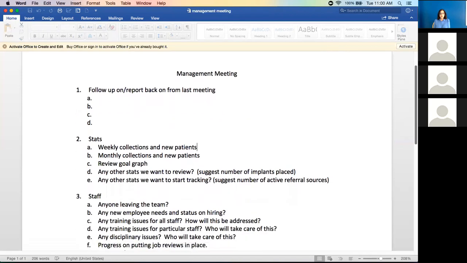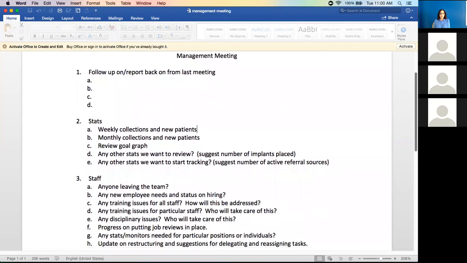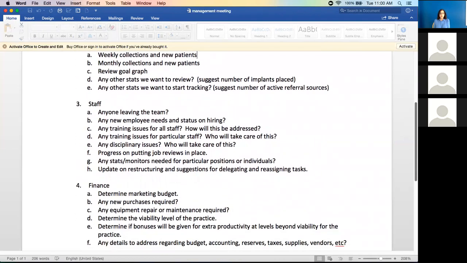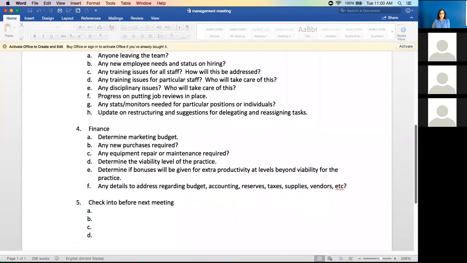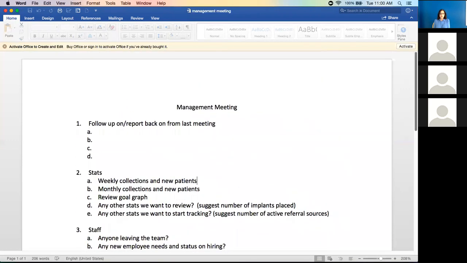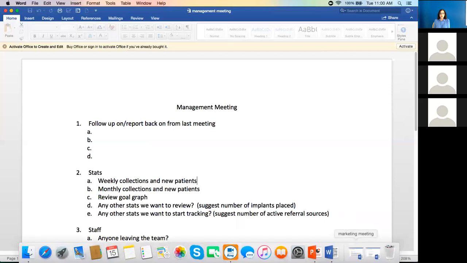It moves through the section on the stats, which stats to look at. It moves through the section on the staff and which issues you want to take up, things having to do with finance. And then it gives you a section to create a to-do list or action items and assign those to the right person before your next meeting. So this is a valuable agendized approach to that.